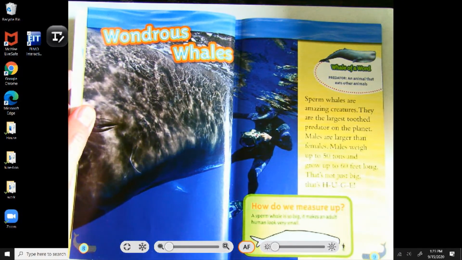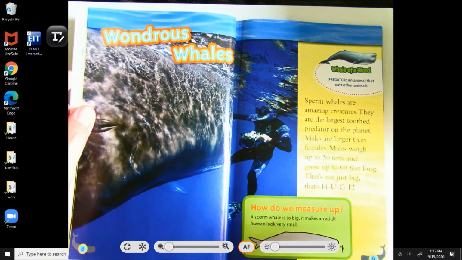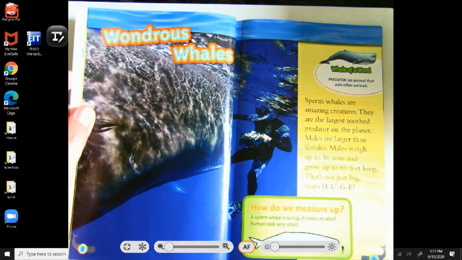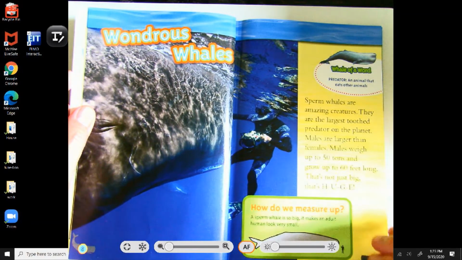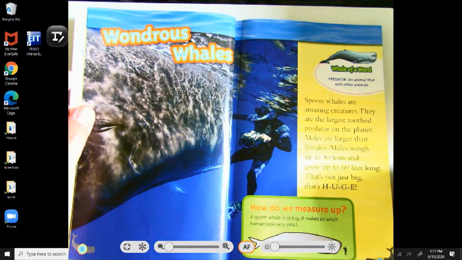Now, scholars, you could ask your family if they have a tape measure. Maybe they would help you measure out 60 feet. Or another way you could do it, you could take 60 steps, like set something down, and then take 60 steps away from it. And that would give you a sense of how far 60 feet is.